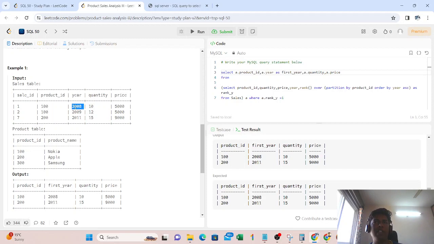We selected rank equals 1 to get the first row, and then we selected the columns that we required. Don't forget to use an alias whenever you're using a subquery.